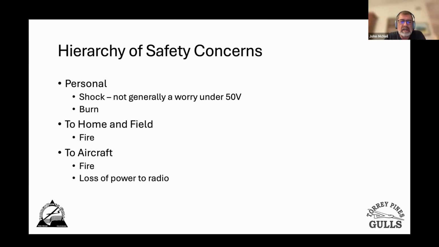And the more common concern is for any reason you lose power to the radio. There's all kinds of other ways to have an airplane crash, but in the context of this talk, we're going to talk about loss of power to the radio. I'm not going to talk more about shock.